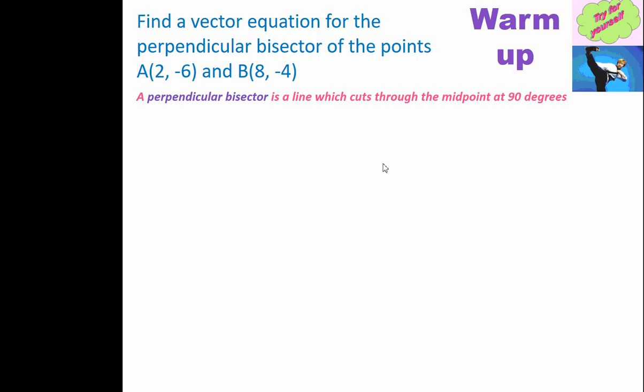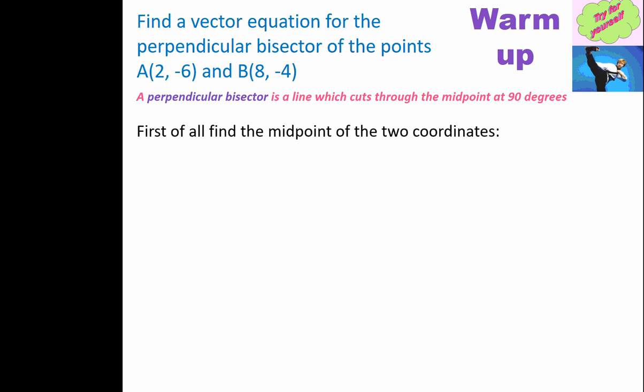Find a vector equation for the perpendicular bisector, remember what that was from the previous lesson, of the points A, which is 2 and -6, and B, which is 8 and -4. In case you forgot, a perpendicular bisector is a line which cuts through the midpoint of a line at 90 degrees. Bisects means to cut in half.